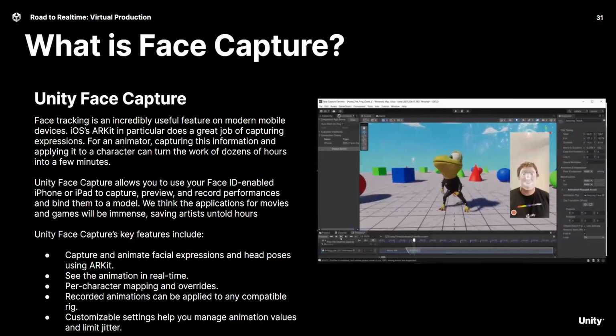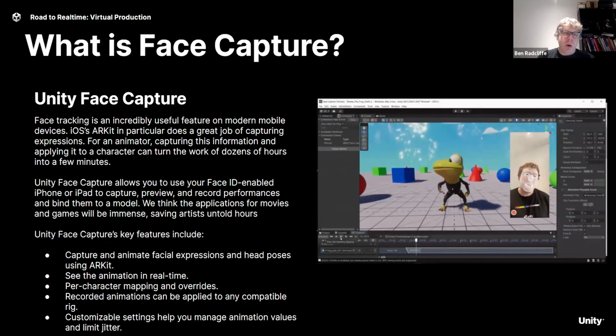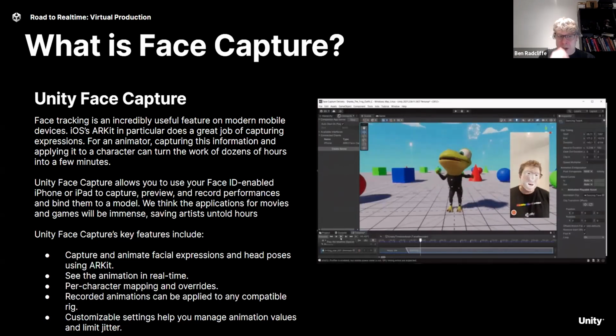So what is face capture? Again, it's using iOS ARKit 52 blend shapes. This is a really simple app. I have instructions for this as well, but it's really just connect and record. It's pretty straightforward. I'll go through setting up a character from scratch, so if you build your own characters, I'll show you what that process looks like. It's a per character mapping override. You can see the animation preview in real time.